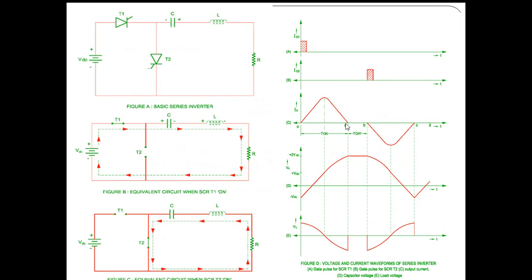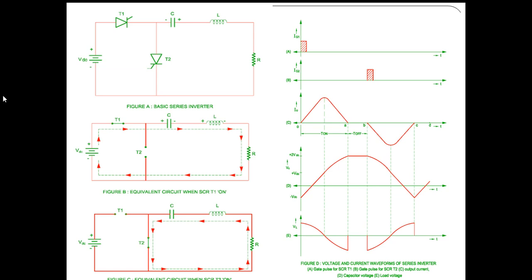So from instant A to B, we need to give some amount of time for turning off of thyristor T1. A minimum time must pass for T1 to regain its forward blocking capability. This is the minimum time for proper commutation of thyristor T1.